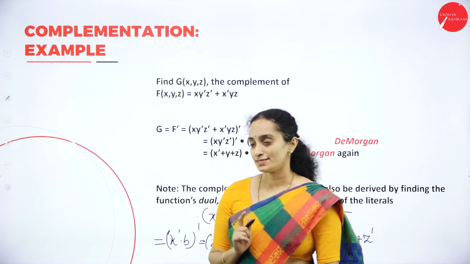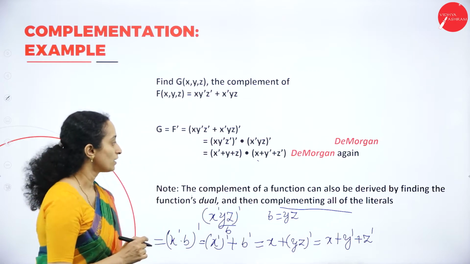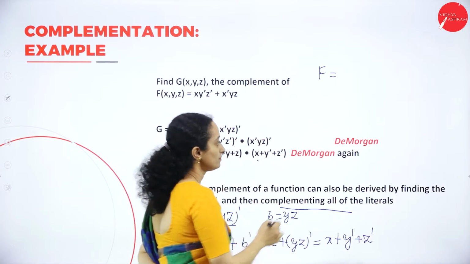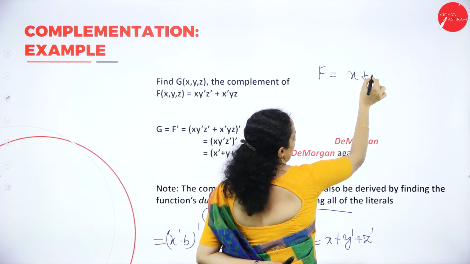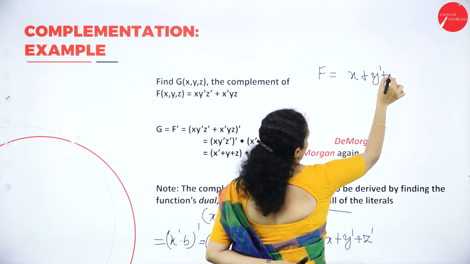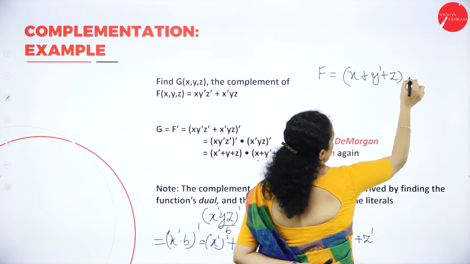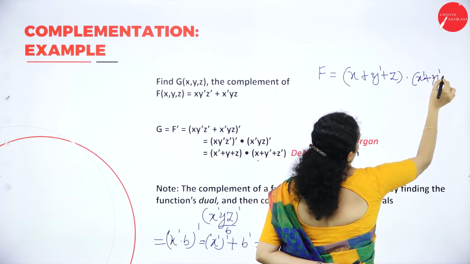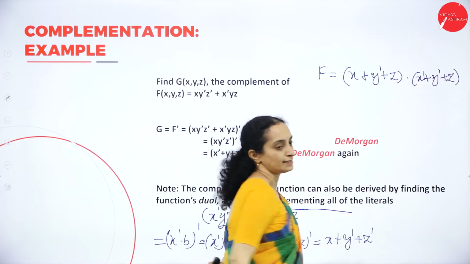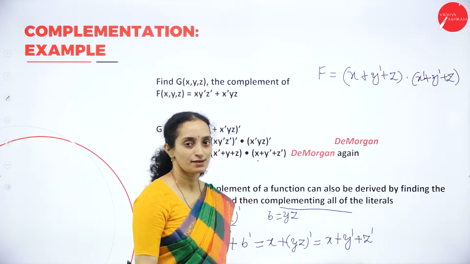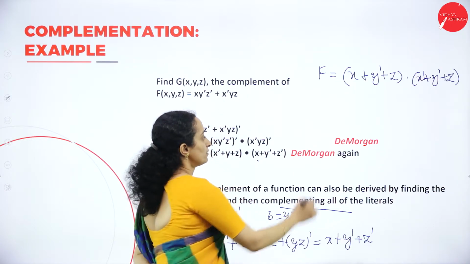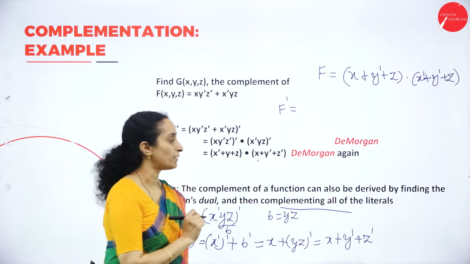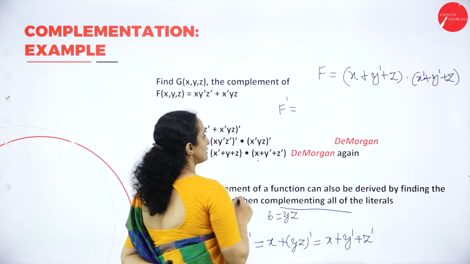We shall look at some other example. How do you find the complement? If you take another example, f equals x plus y dash plus z into x dash plus y dash plus z. How do you find the complement of this function? Here we have to find f dash. Again, we have to use De Morgan's theorem. How do you use De Morgan's theorem here?